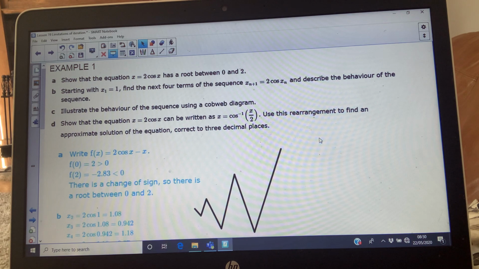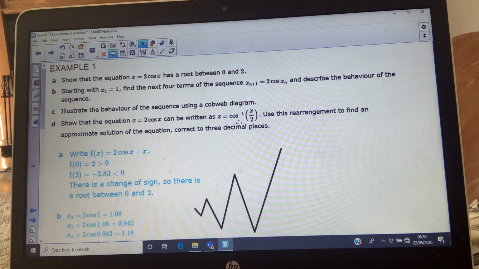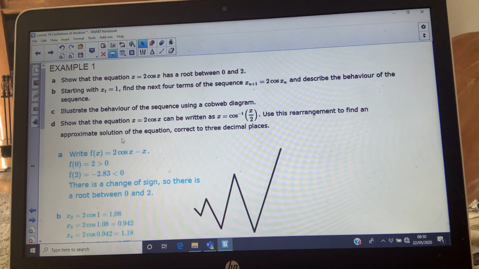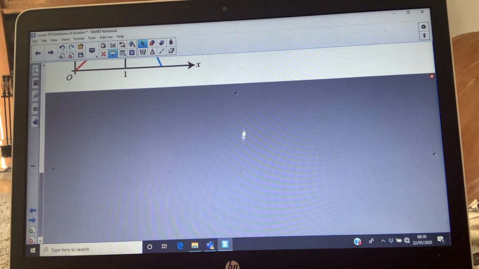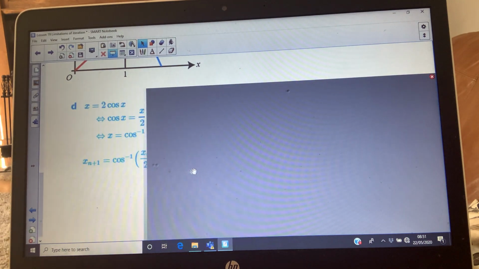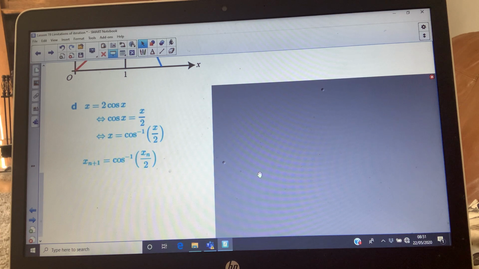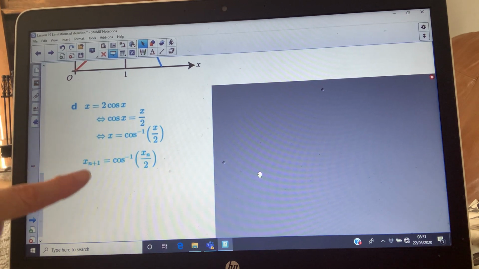You're going to rewrite this. You've already done this in the starter. You're going to rewrite it in this format, and then try your iteration. So take your x equals 2 cos x, and think of that as similar to what we did in our starter, with good use of your if and only if proof symbols. You've then got your iteration sequence, which is going to look like that.